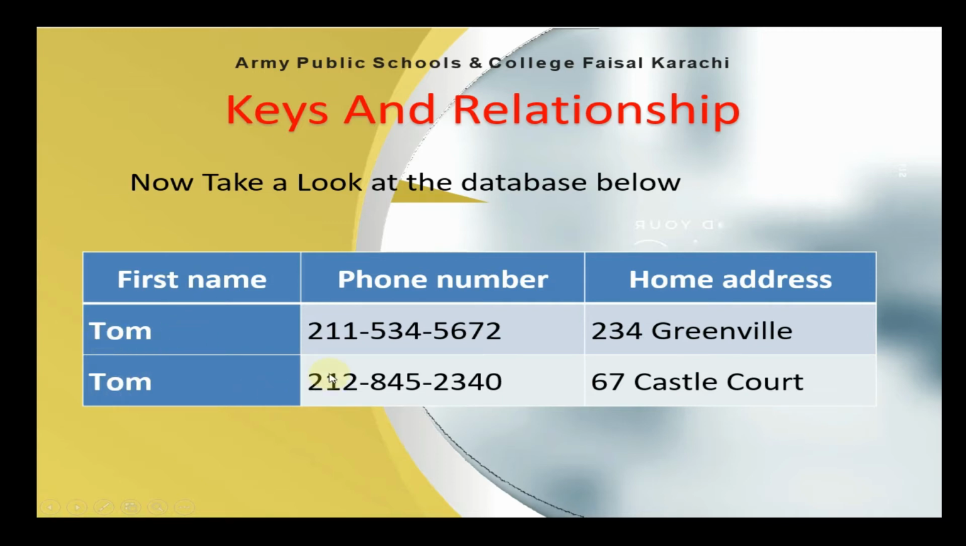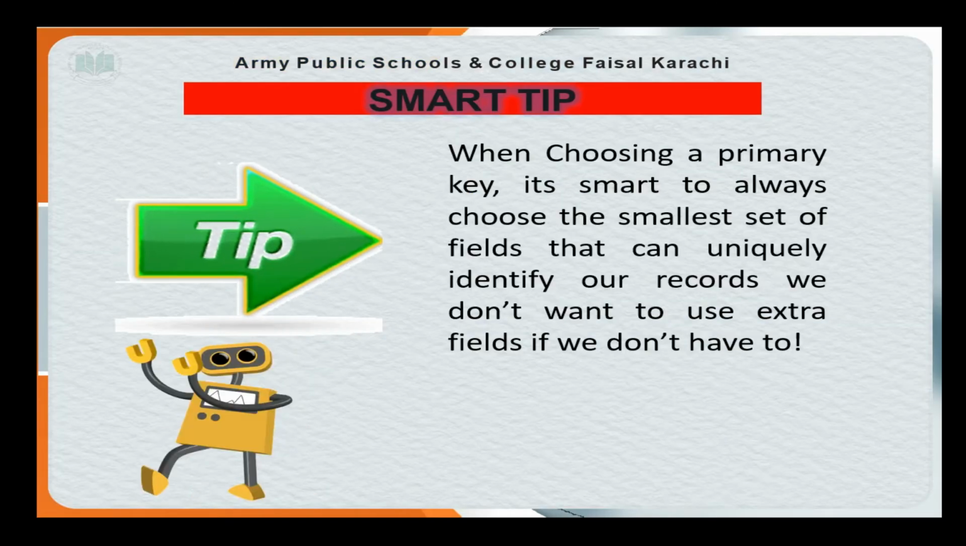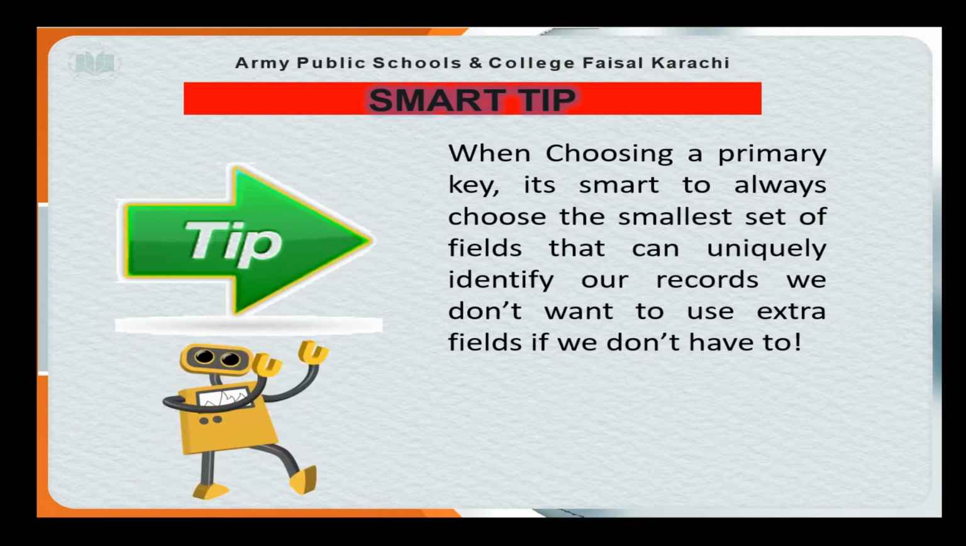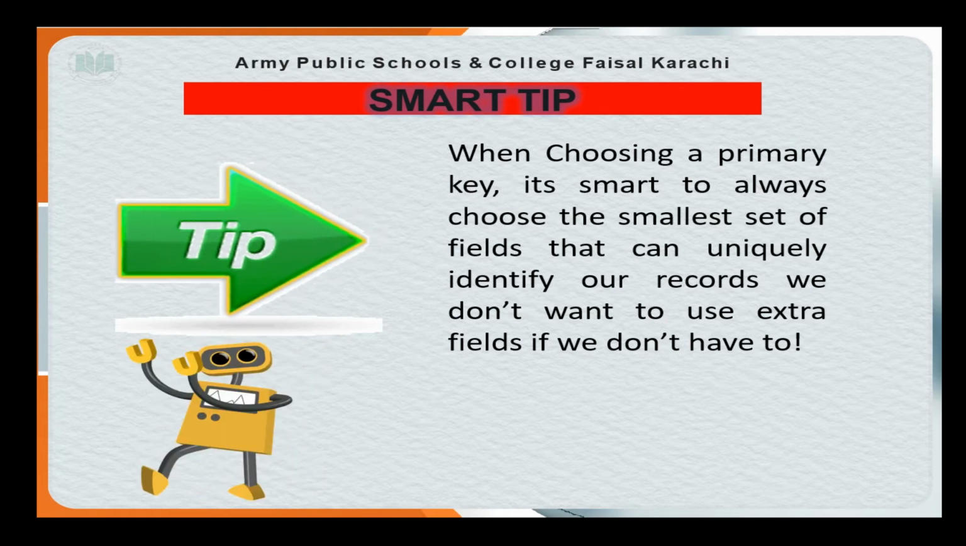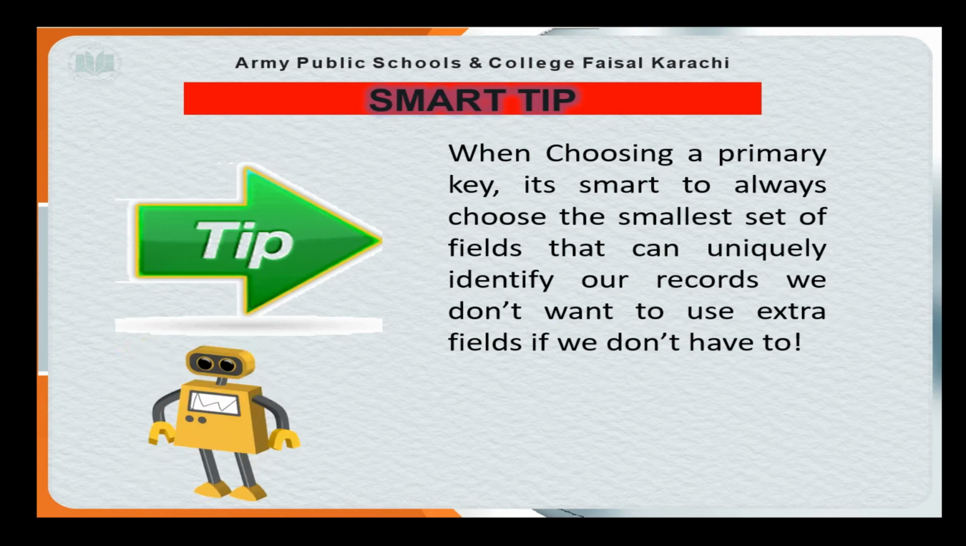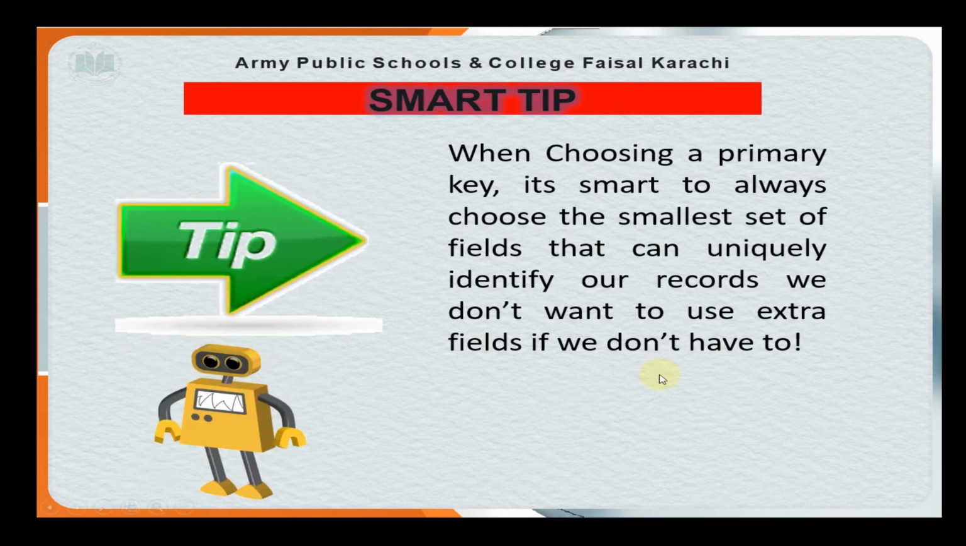So now that we have seen how important it is to have unique records in our databases, let's see how we can fix it so we don't come across any confusing records like the roommates in the previous example. Take a look at a smart tip. When choosing a primary key, it is smart to always choose the smallest set of fields that can uniquely identify our record. We don't want to use extra fields if we don't have to.